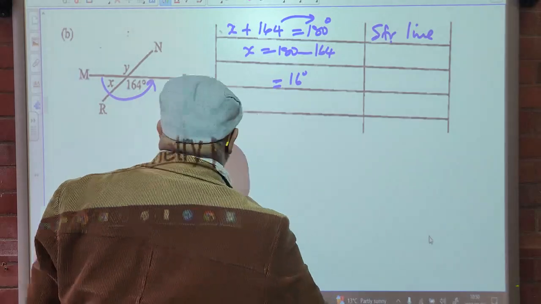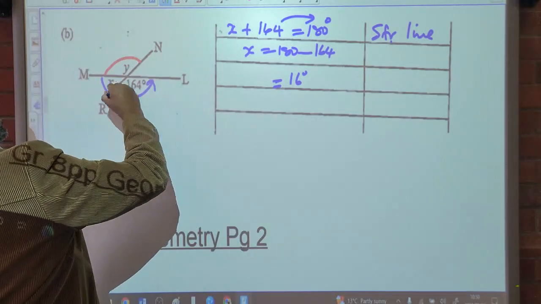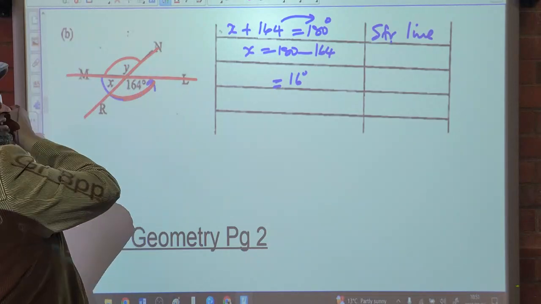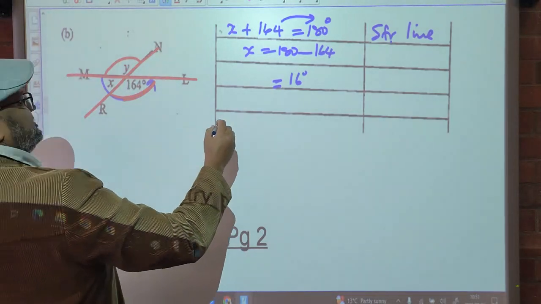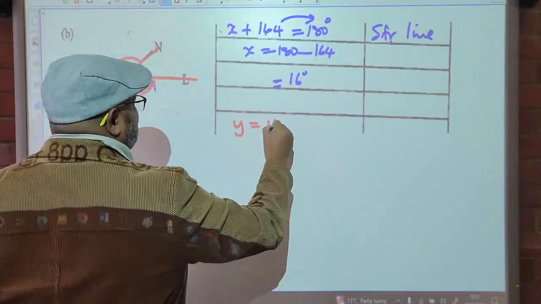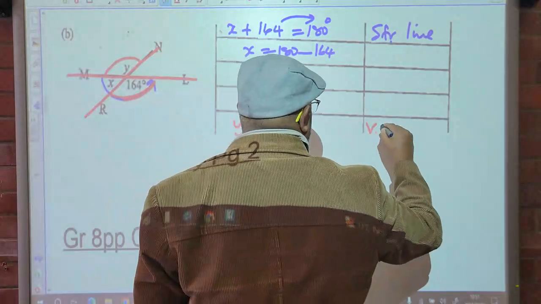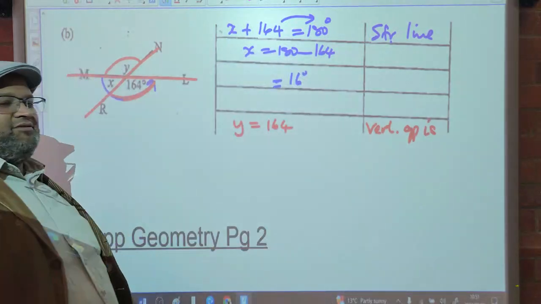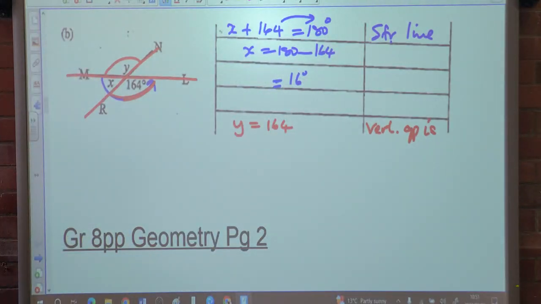The next one, these are your two lines. The vertically opposite angles are equal. So I say y is equal to 164. Why? Vertically opposite angles.